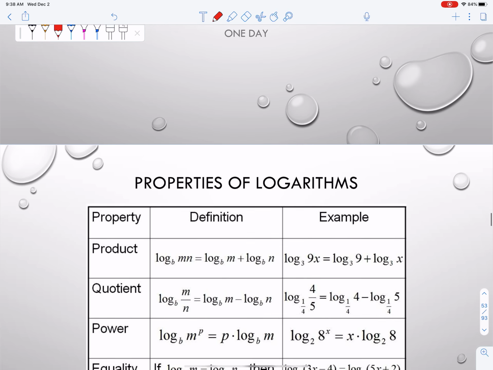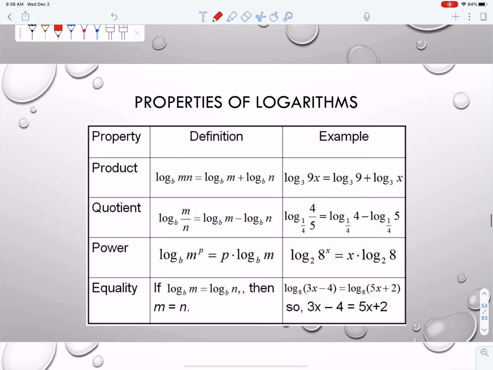Okay, so real quick, properties of logs. We have 4 primary properties. The first is the product rule. If I have the log base B of a product M times N, then this splits into the sum of the log base B of M plus the log base B of N. If I have a quotient, log base B of M divided by N, then this splits into log base B of M minus log base B of N.